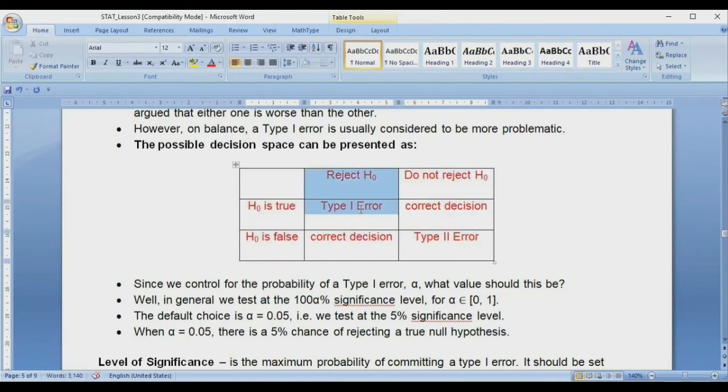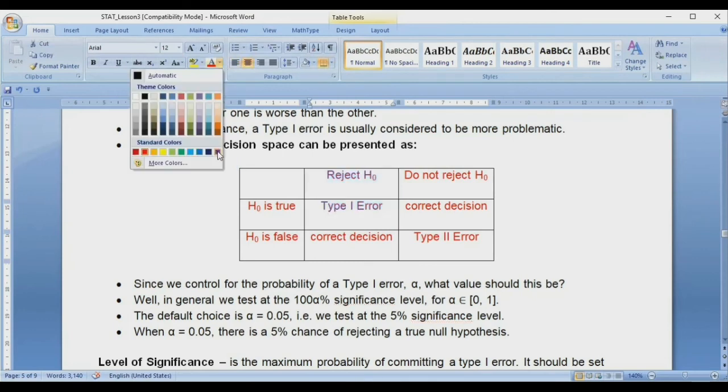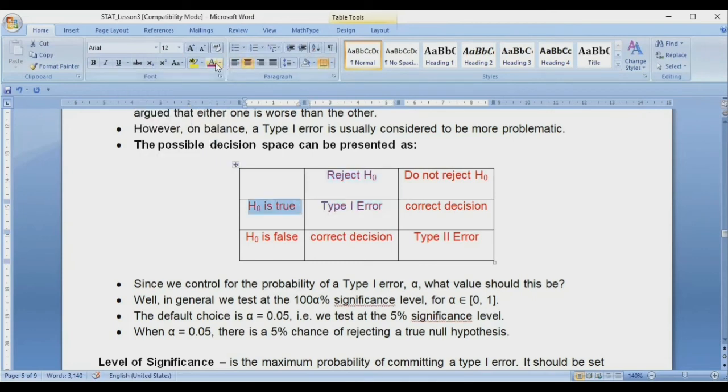Example, this combination. Yan, lahat na naka-purple color. Nireject mo yung null, o nireject mo yung tao, kahit yung tao na yon, si null, loyal naman sa'yo. So, nireject mo yung loyal, nagkamali ka doon. Ano na commit mo? Type 1 error.